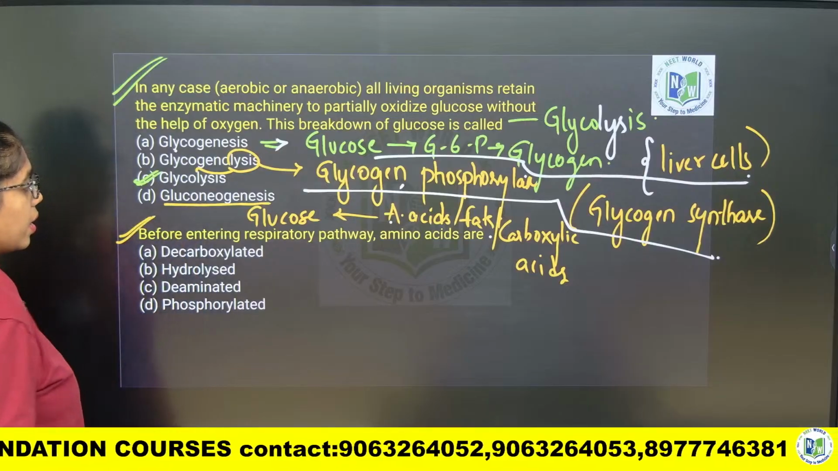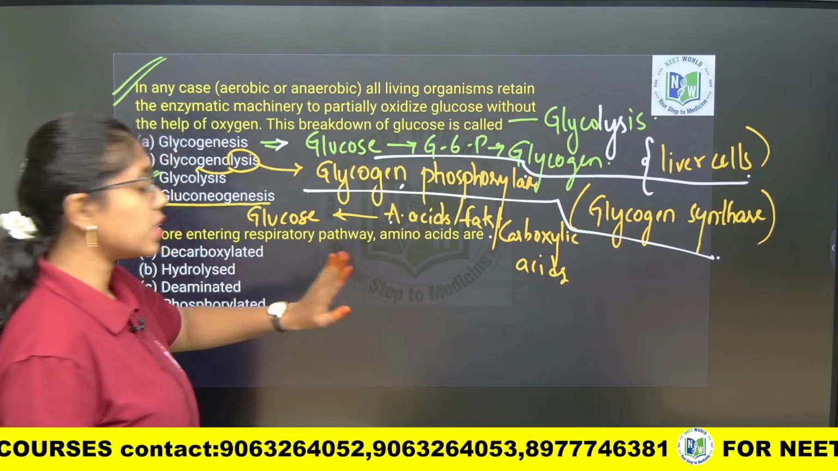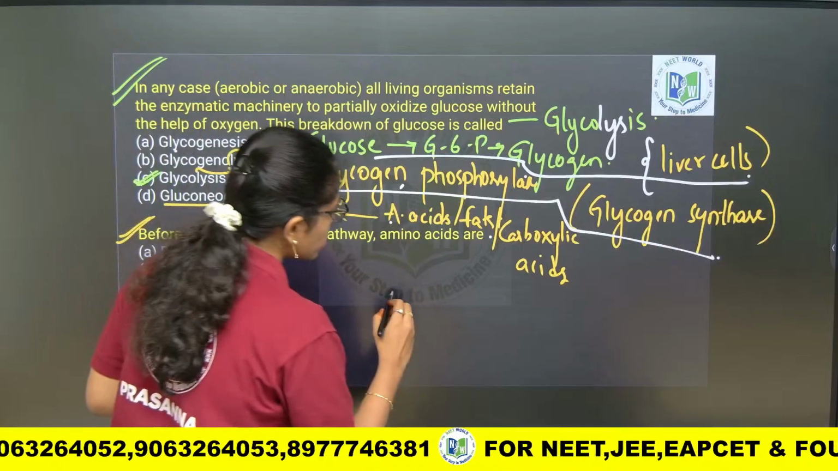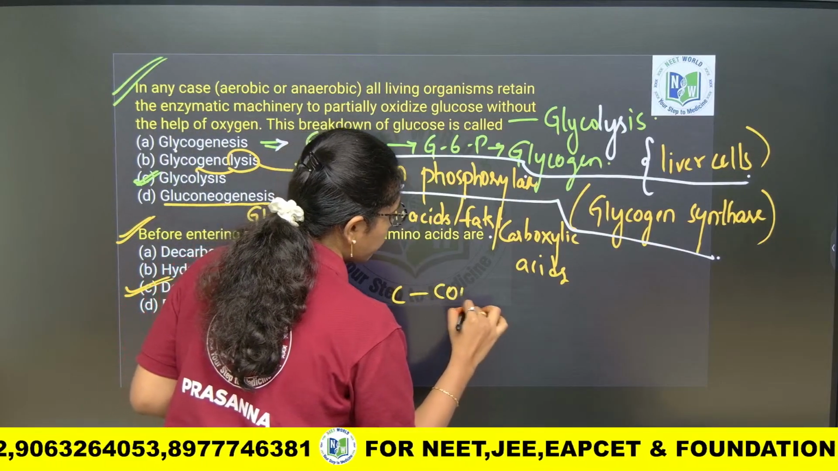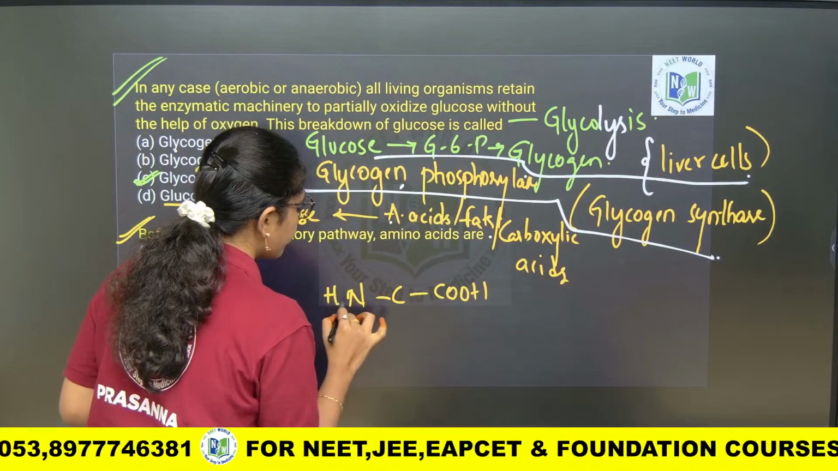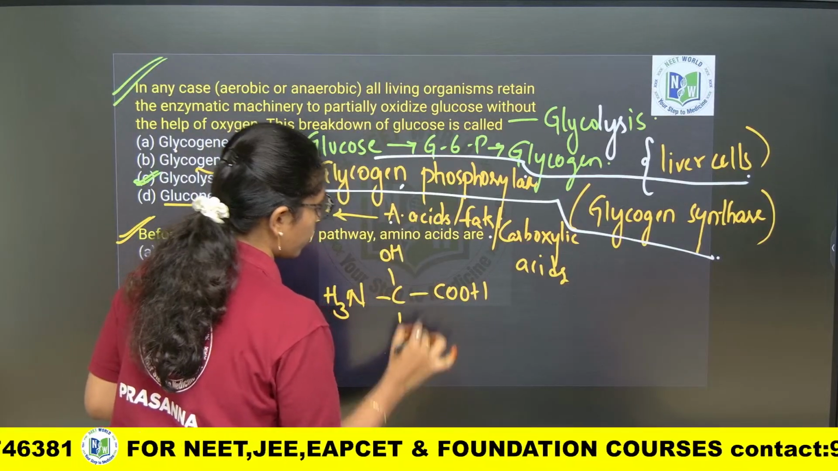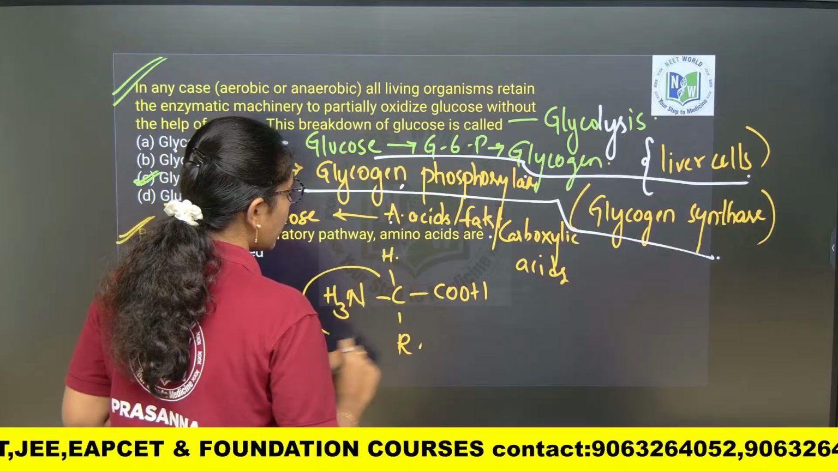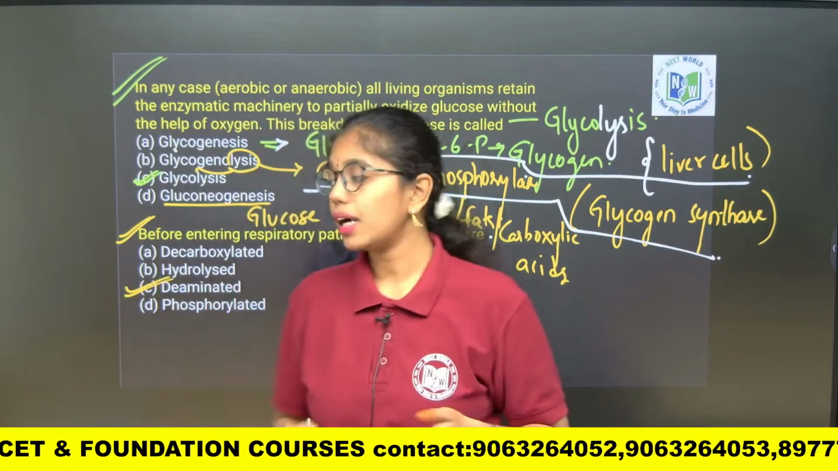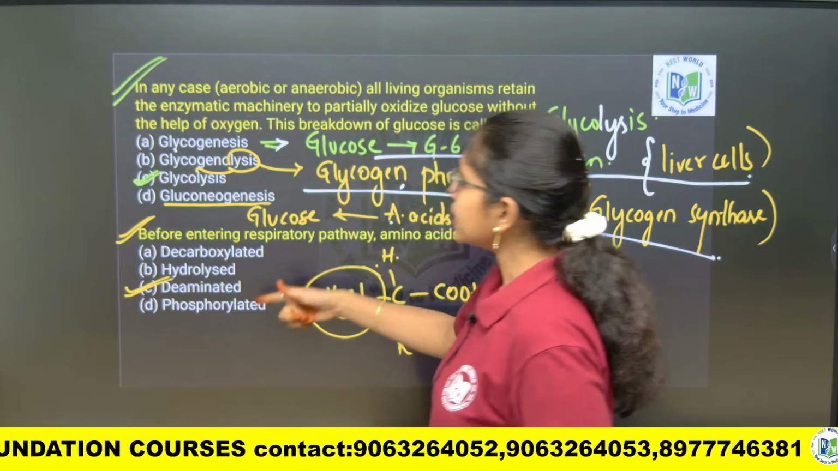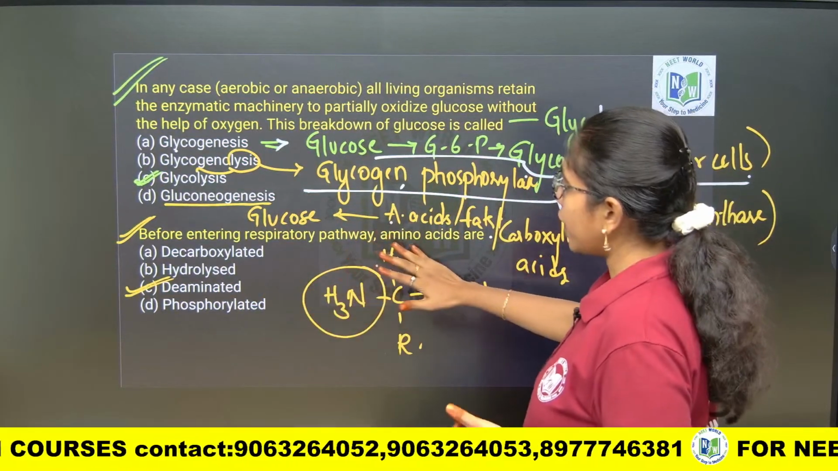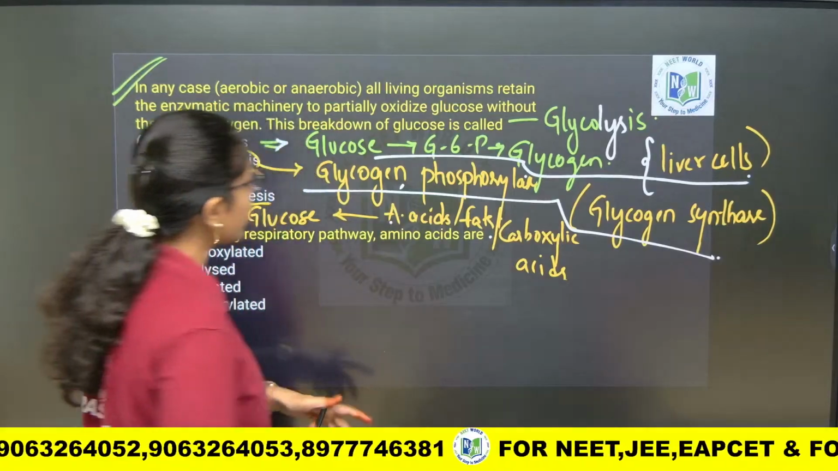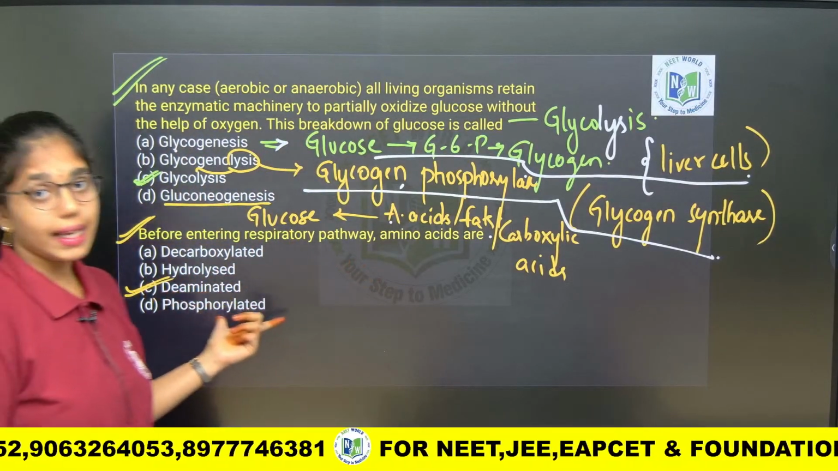Before entering the respiratory pathway, amino acids are first to be what? They have to be deaminated. What does it mean? Amino acid, we all know, has a carboxyl group, an amino group, H group and R group. So, here removal of the amino group is called what? Removal of the amino group is deamination, where amino acids will get deaminated. Clear, right? Next, before entering the respiratory pathway, amino acids are deaminated.